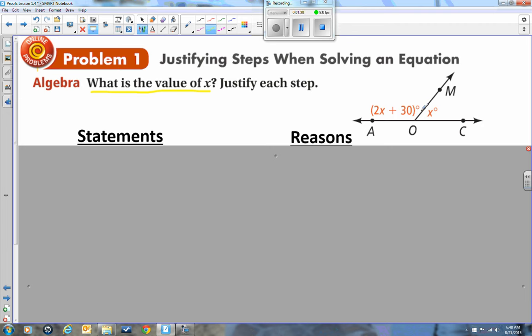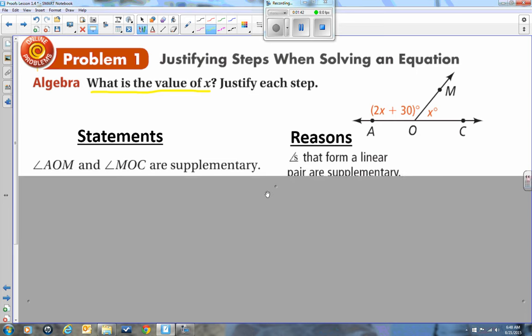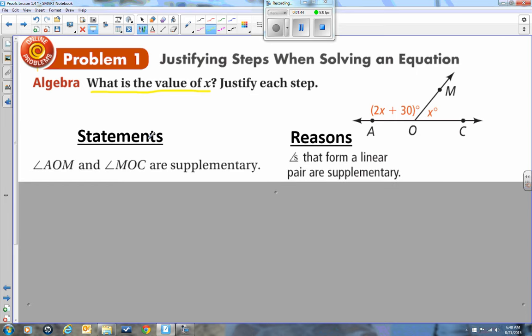So look at the picture. How are you going to know the value of x? Well, the first thing you can do is take a look at what they give you. Oftentimes, the first step is given to you in a math proof. The first step, in this case, oh, by the way, please label the left side statements. That's what you'll do every time in a two-column proof. And the right side is reasons.